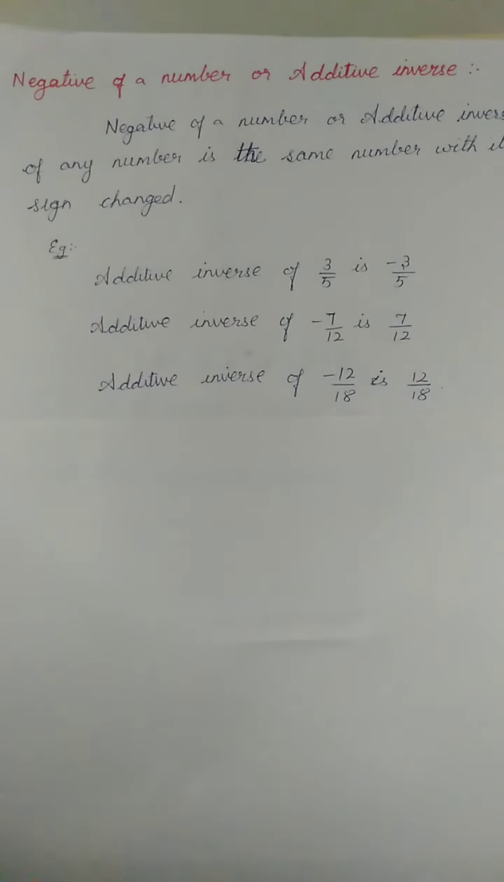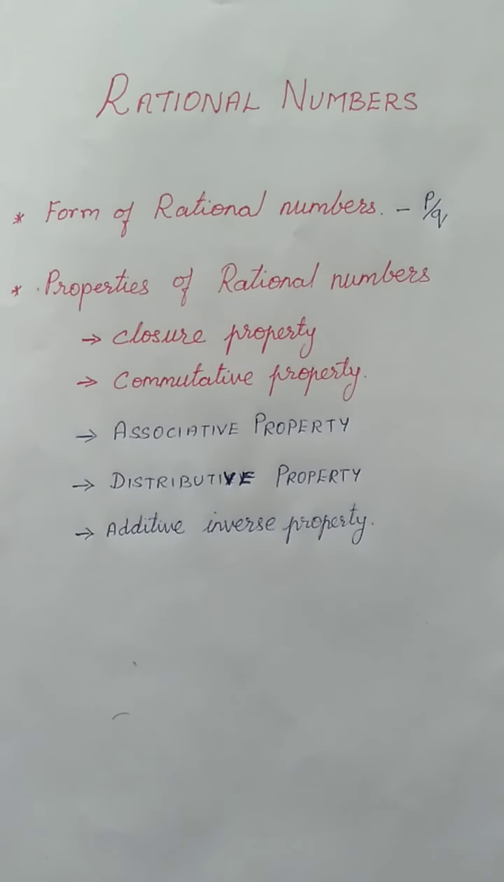So kids, today we have seen rational numbers and its properties such as associative property, distributive property, additive inverse property, and that's all for rational numbers. And in the next video we will see how to solve sums related to rational numbers.